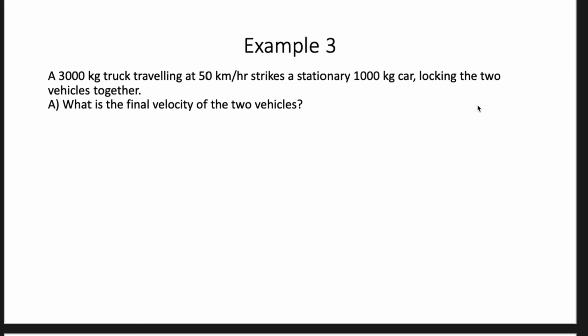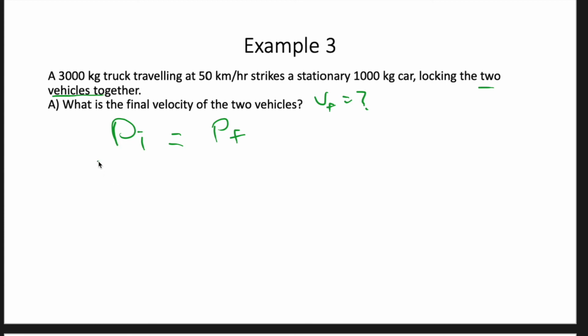Example 3: a 3,000 kilogram truck traveling at 50 kilometers per hour strikes a stationary 1,000 kilogram car, locking the two vehicles together. So it is an inelastic collision. What is the final velocity of the two vehicles? So vf is equal to what? So pi is equal to pf. This is a very straightforward problem.